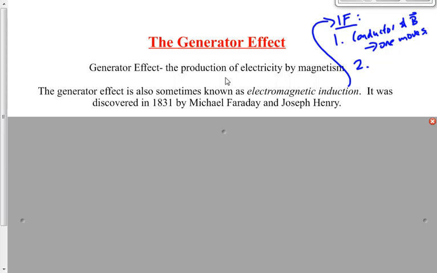Now, the second way to do it, we don't talk about this one as much, but if you change the value of the magnetic field, the magnetic field increases or decreases, then you're going to induce an electric current because of that. So you've always got to have a wire and a magnetic field, and you've always got to do something. Either change the strength of the magnetic field, or move the wire, or move the magnets. Doing one of those three things will cause an electric current to be generated in that wire.